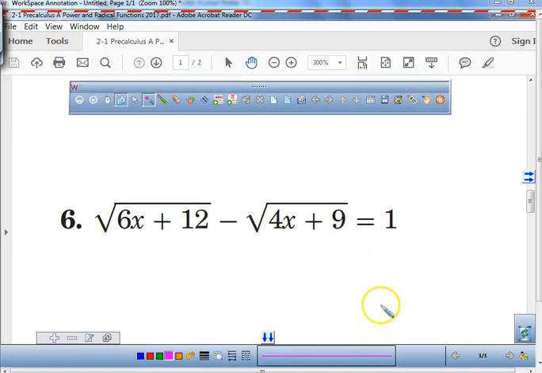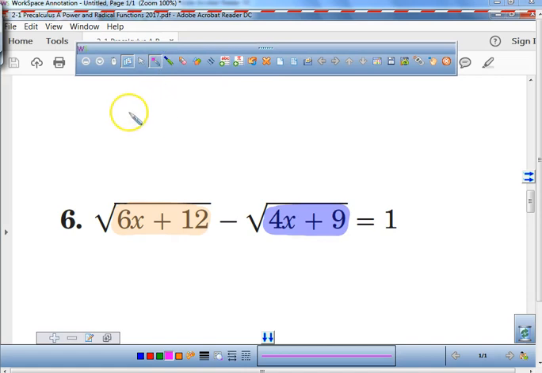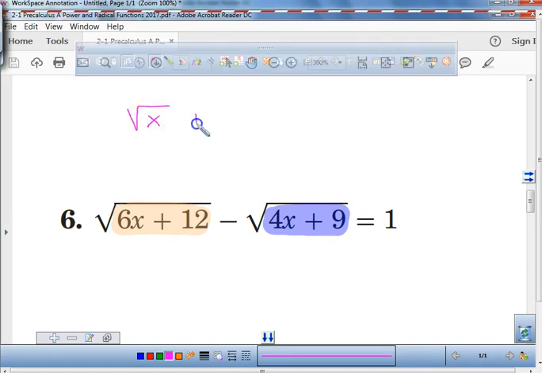Now, what makes this problem difficult? It's two square roots, two radicals. So right now we have this radical minus this radical. Are these like terms? No. How are they not? They both have an x and they both have a regular number. However, if I have a radical x and I add a radical x, yes, that would be 2 radical x's.